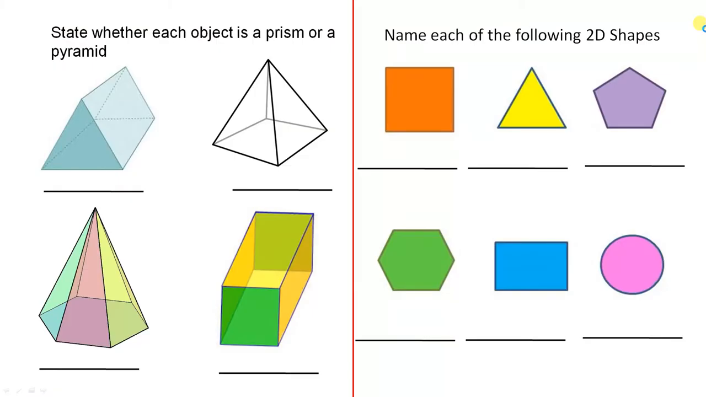State whether each object is a prism or a pyramid. Name each of the following 2D shapes. Now you can pause the video at any time and just write those answers on a piece of paper if you like. And as I said earlier, the answers are at the end.